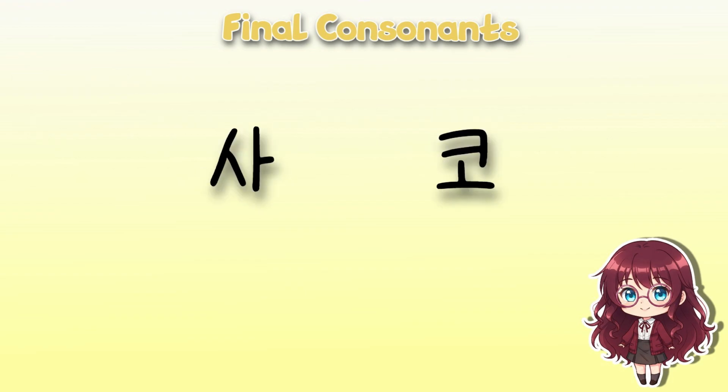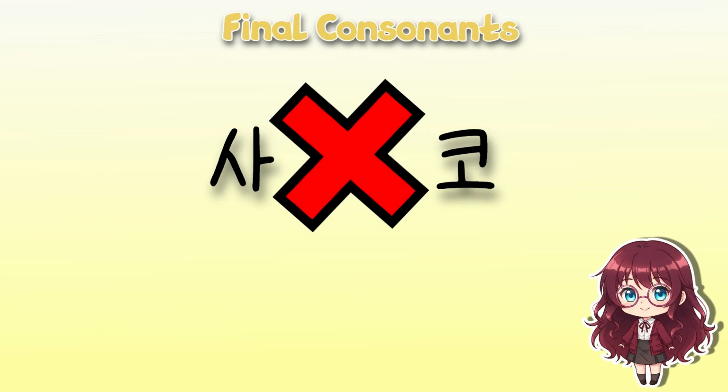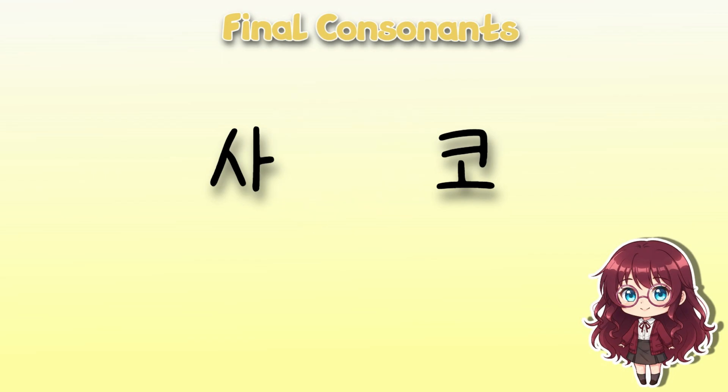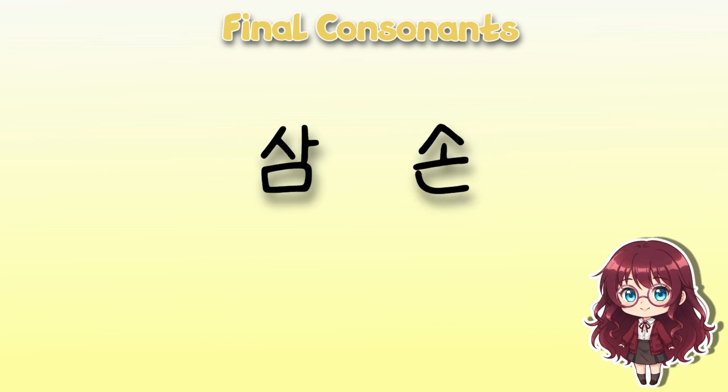In words like sa or ko, there are no final consonants because our words end in vowels. Wouldn't that make the consonant at the beginning the final consonant? No, because it literally has to be at the very end to be considered padchim. If we look at words like sam and son, you can see that these end in consonants. They're not followed by anything in the next syllable, so these are our padchim. It's not too hard of a concept to grasp, right?